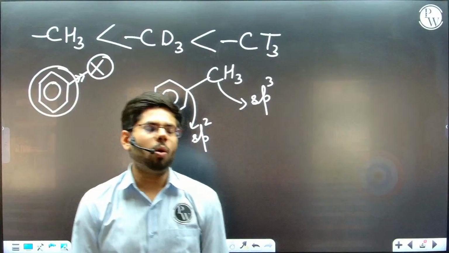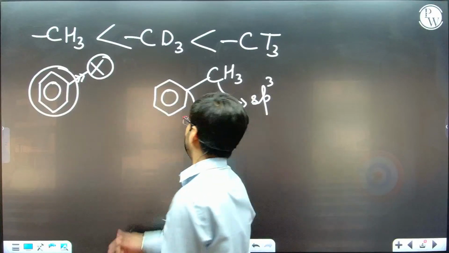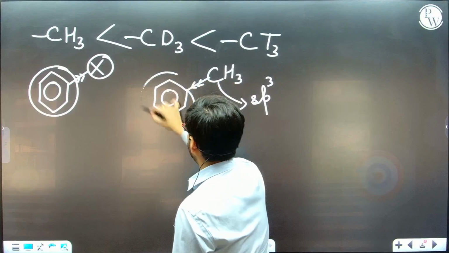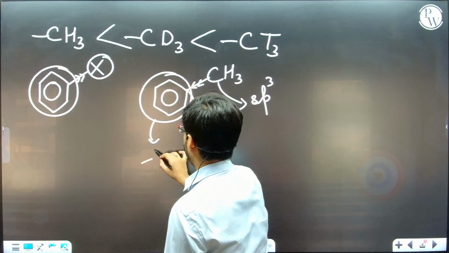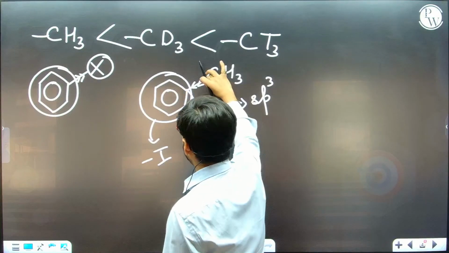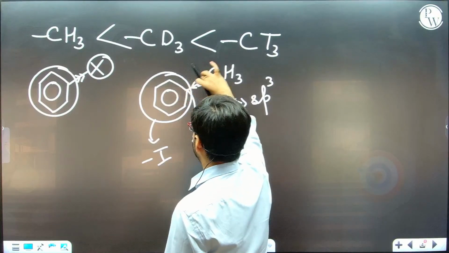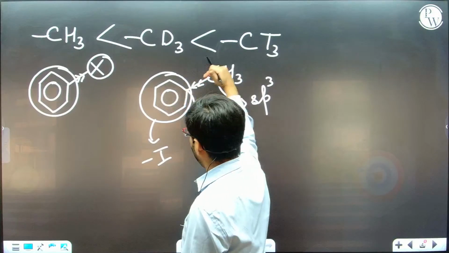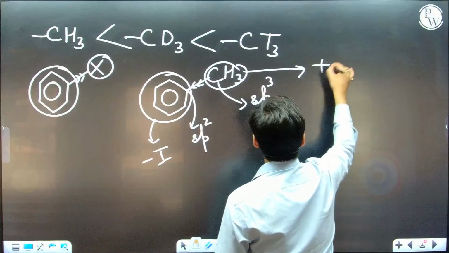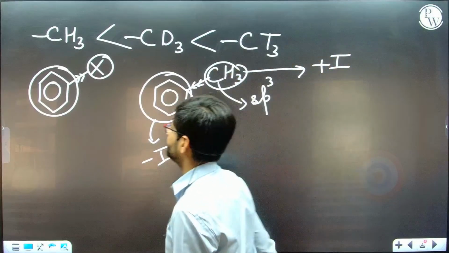sp2 carbon is more electronegative than sp3 carbon, which means in this case I will say that the phenyl ring is showing minus I effect because this carbon is more electronegative than this carbon. So the displacement of the electrons of this bond will be towards the more electronegative part, that is the ring, and CH3 here is showing plus I effect.